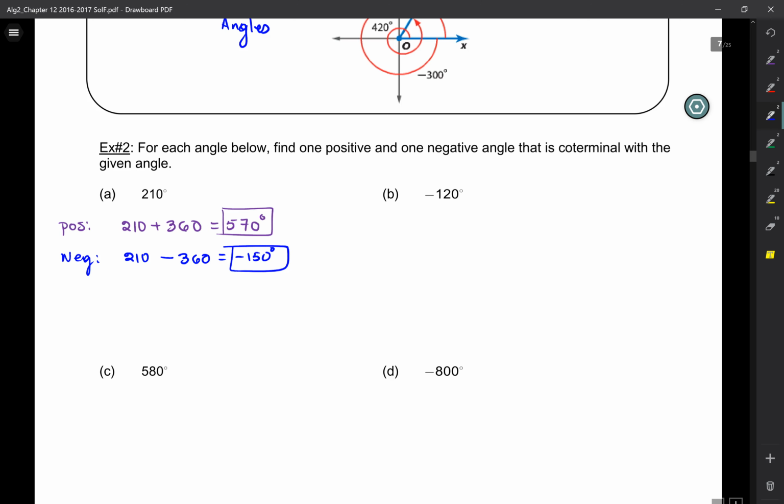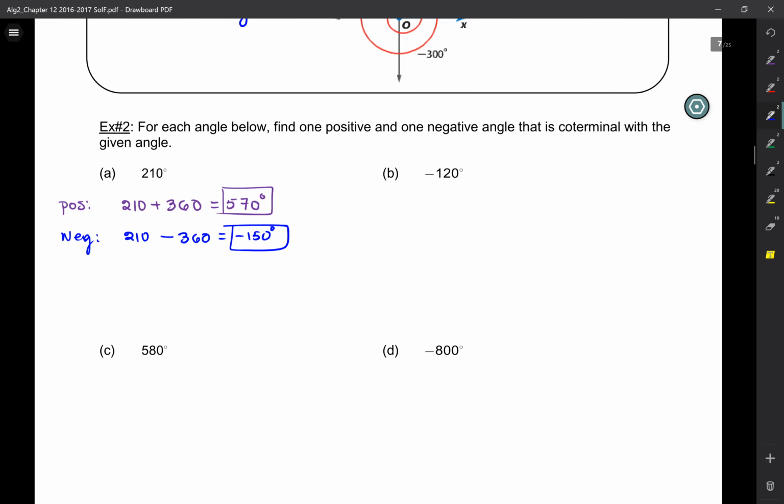I know it's common sense, but when I ask you for a positive coterminal angle, it actually has to be a positive number, and a negative has to be a negative number. Sometimes you subtract 360, but you still don't get a negative number. You have to keep subtracting until you actually get a physically negative number. Let's do some more examples, and you'll see what I mean by that.